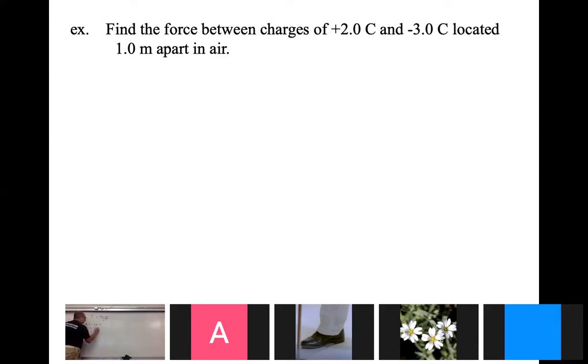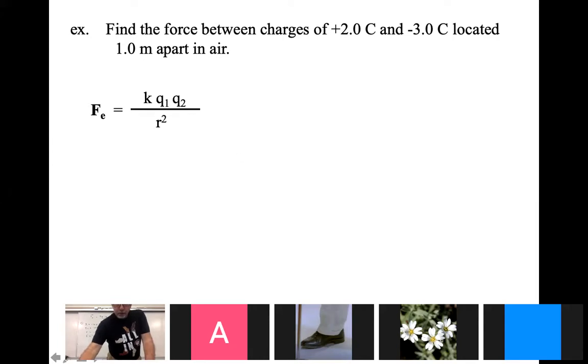Q2 is equal to negative 3 coulombs. They are separated by 1 meter. All right, and I want to find the force. Okay, I'm going to stop sharing because it's in here, but I'd rather do it on the board with you.